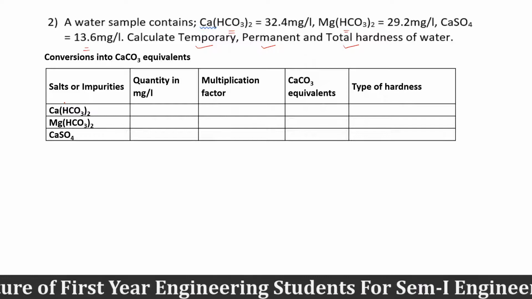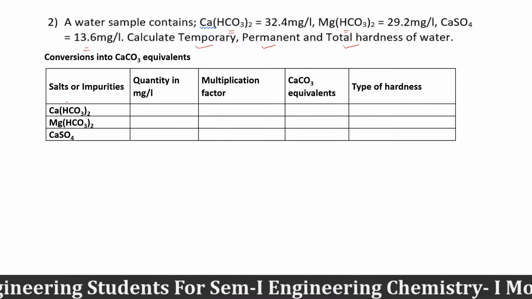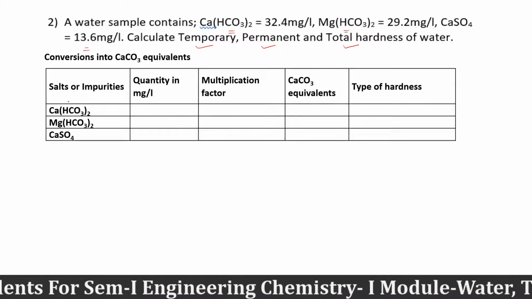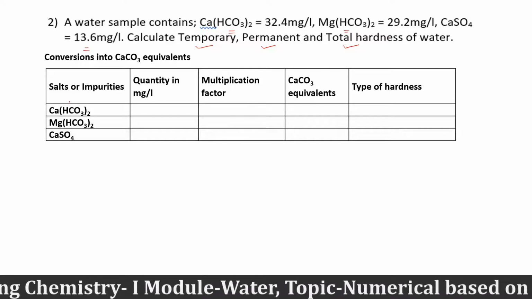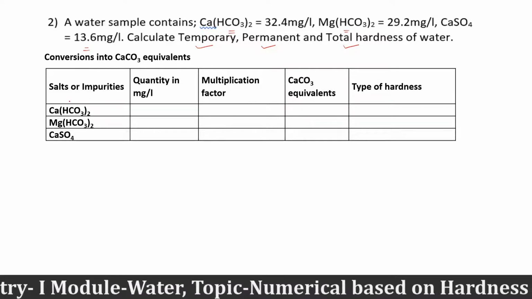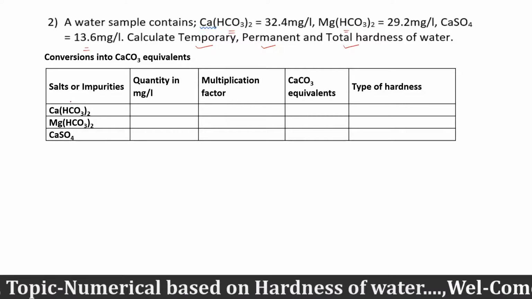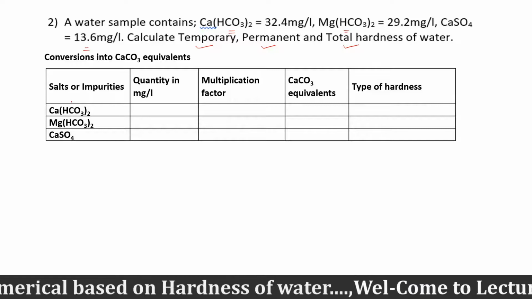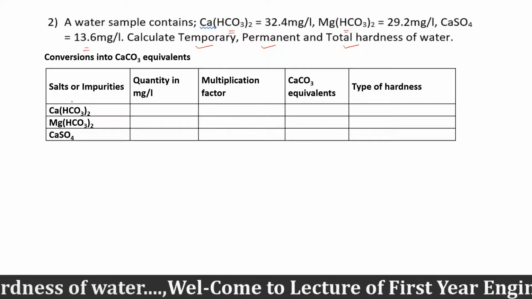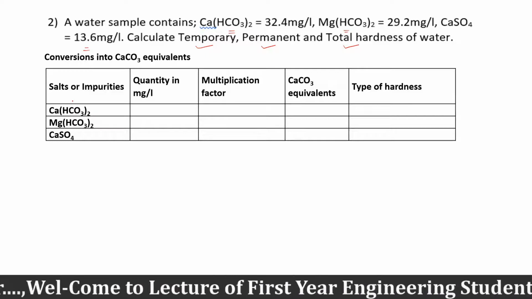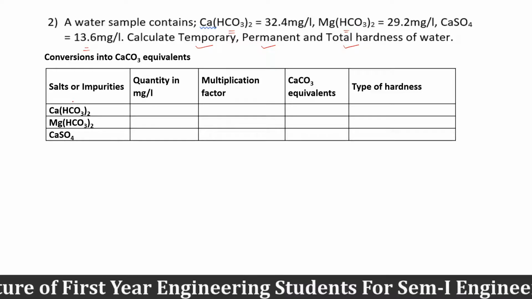So this is the table. Whatever the salts or impurities are given, all those impurities are mentioned in the first column. Then second, their quantities in milligrams per liter. Then next, their multiplication factor, whose value we take from the multiplication table. Then calcium carbonate equivalent. And last is type of hardness.